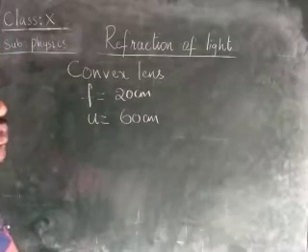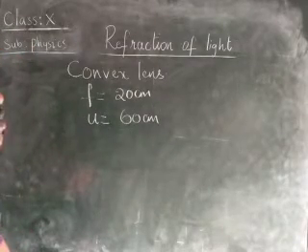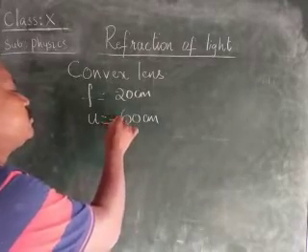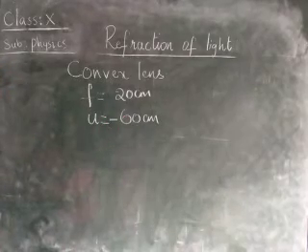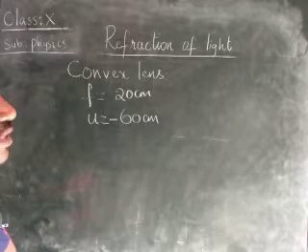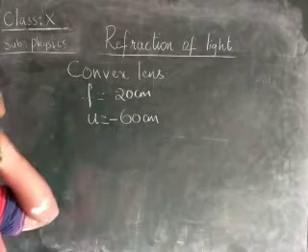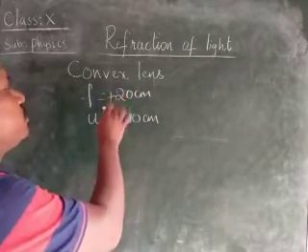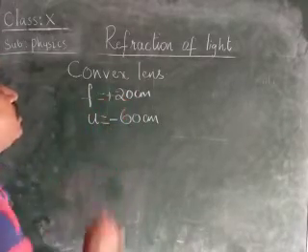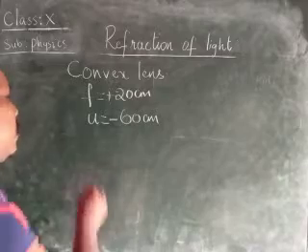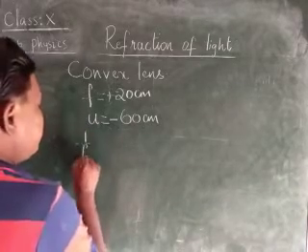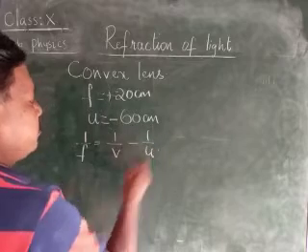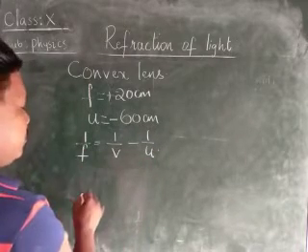Now you apply the sign conventions, children. For the convex lens, only u is negative, whereas all the remaining are positive, children. So u is minus 60 centimeter. Remaining are positive, the f is positive. Which formula should we use? We should use the lens formula, that is 1 by f is equal to 1 by v minus 1 by u.